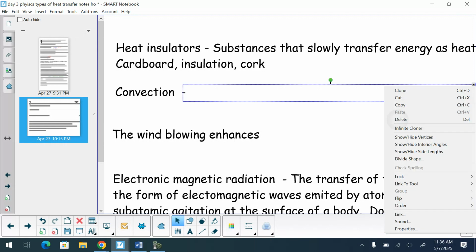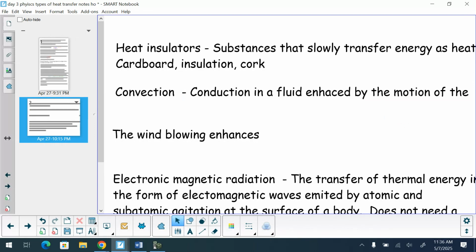Convection. Some of you may have a convection oven. It's conduction of a fluid enhanced by the motion of the fluid. They have some sort of ceramic lining inside of there. So that's actually a barrier to delay the interaction between outside and inside.